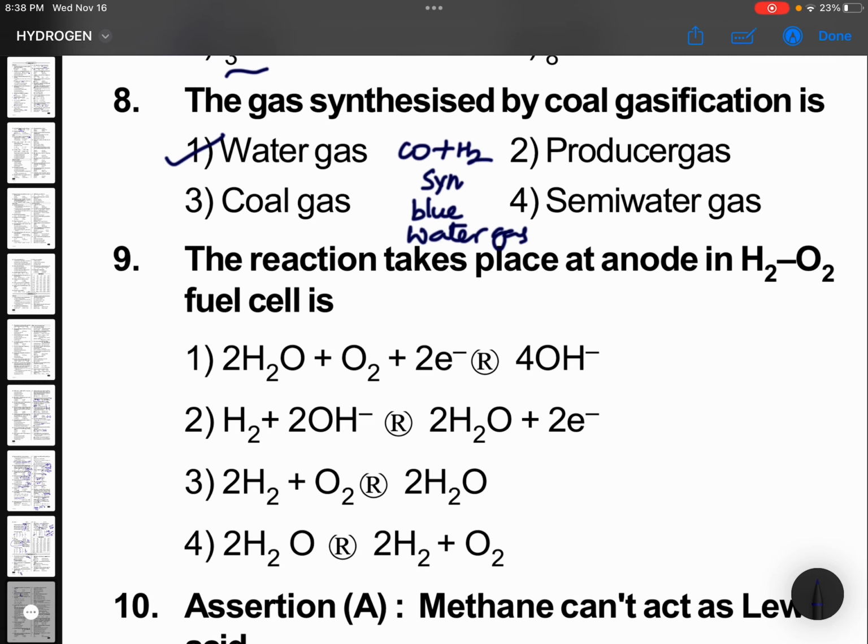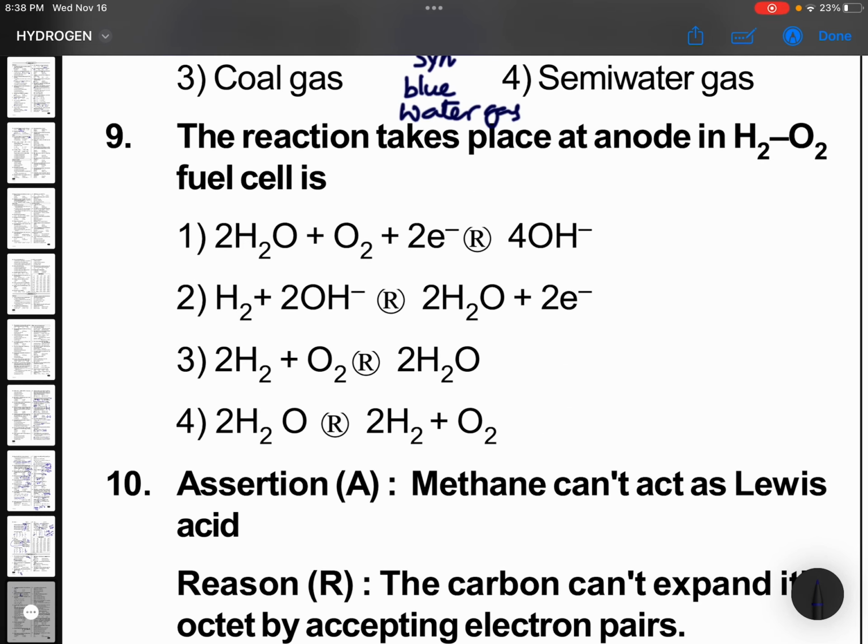Then the reaction that takes place at the anode in hydrogen-oxygen fuel cells. Okay, now obviously it should form water. Hydrogen, and it is asking anode. Anode means loss of electrons. Electrons will be lost and water is going to form.